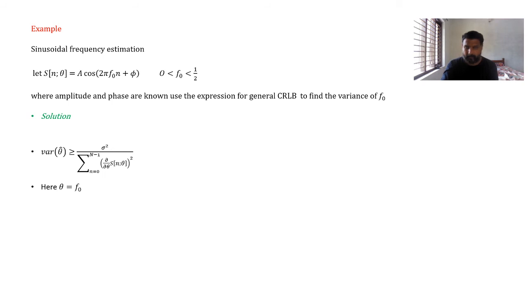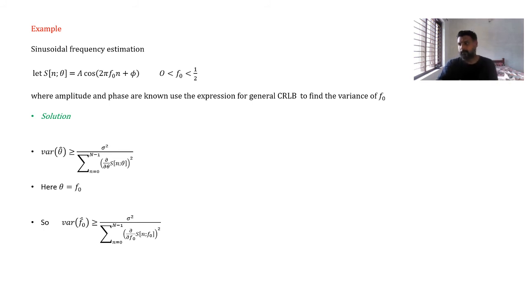So the variance of f0 cap is greater than or equal to sigma squared divided by the sum from n equals 0 to N minus 1 of (∂/∂f0 of s[n; f0]) the whole squared. Sorry, one mistake: in the observation I gave s[n; θ], but it is not theta, it is f0. Instead of theta, just change it to f0. I think now it is clear.